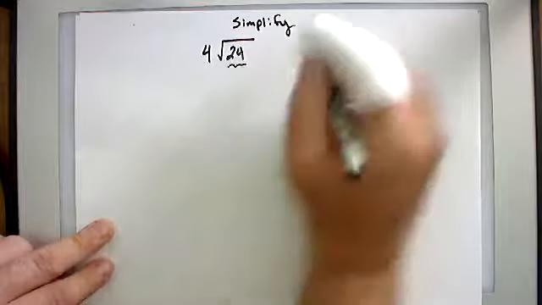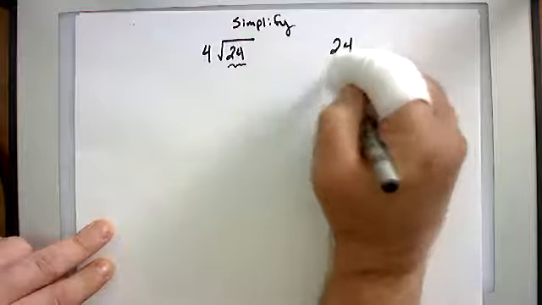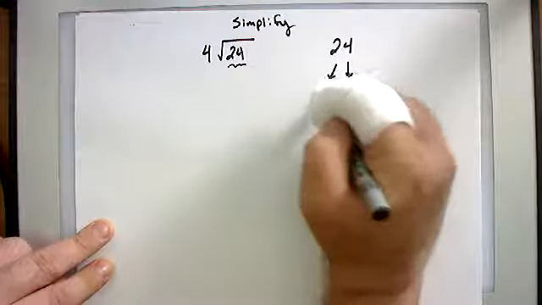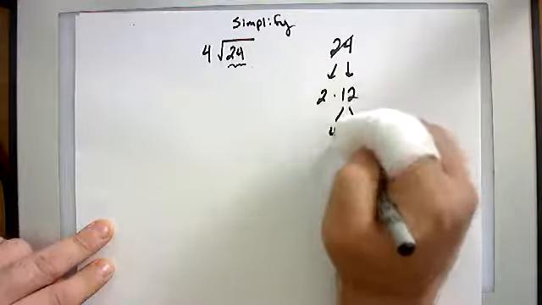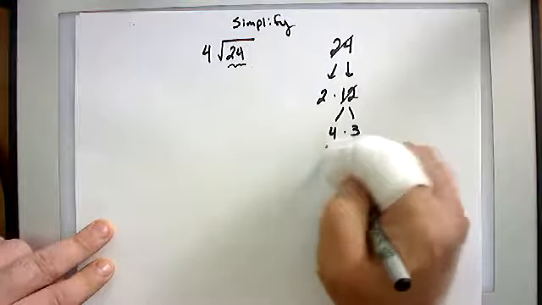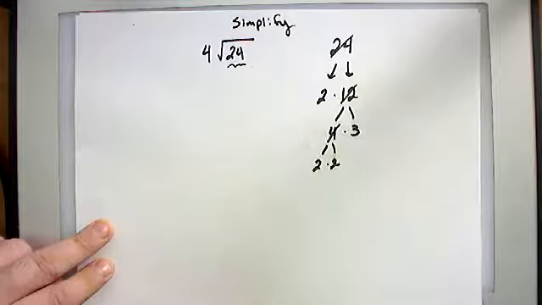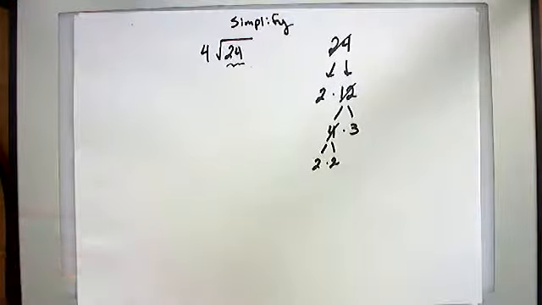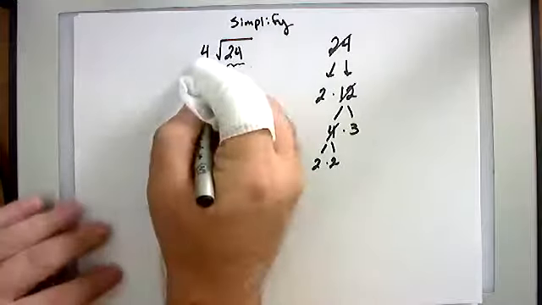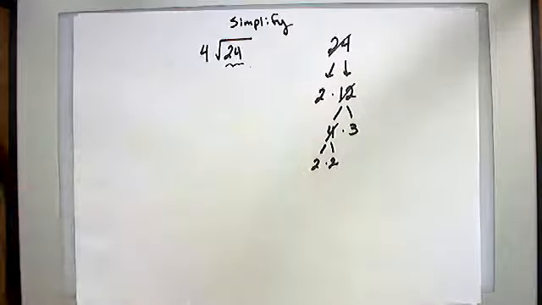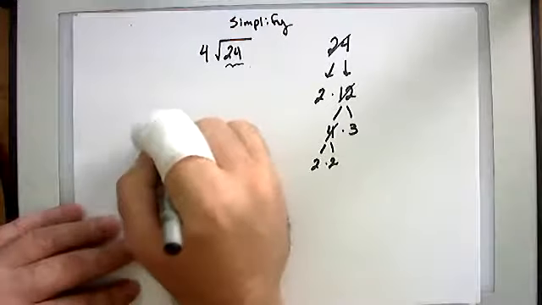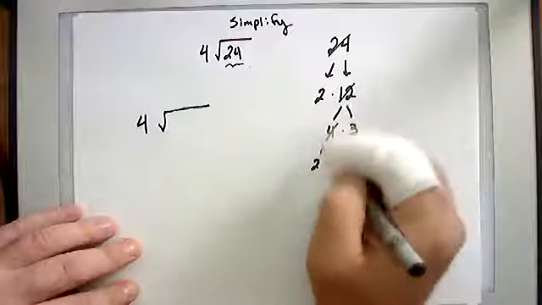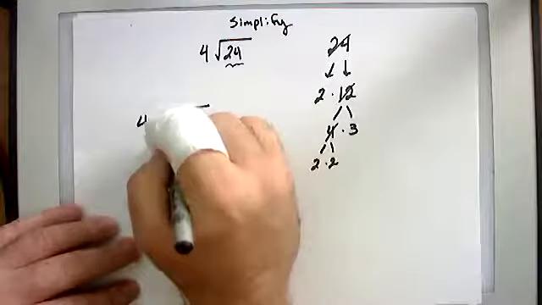So the first thing we're going to do is break down the 24, which could be 2 and 12. Again, how you break it down is up to you. 12 could be 4 and 3, and 4 could be 2 and 2. Right? So 24 breaks down into 2, 2, 2, and 3. 3 2s and a 3. This 4 on the outside I've not done anything with, so we'll just worry about that in a minute, okay? So right now we have the 4 on the outside, and then underneath the root I have 2, 2, 2, and 3.